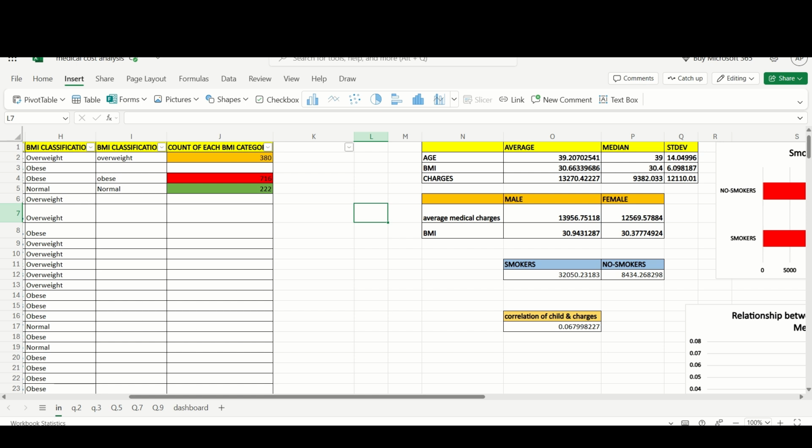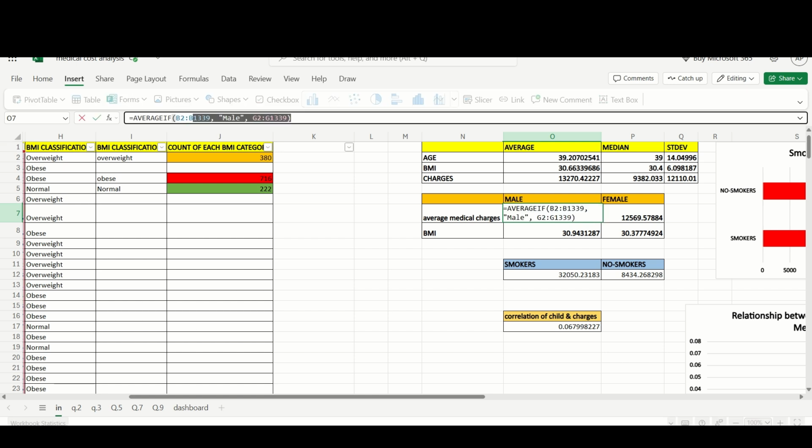Now let's move on to question 2. Here we have to compare average medical charges and BMI between male and female beneficiaries. Which gender has higher average cost and BMI? For this I have used the average if function. So this is the formula for that. It is the formula for male and this formula is for female.